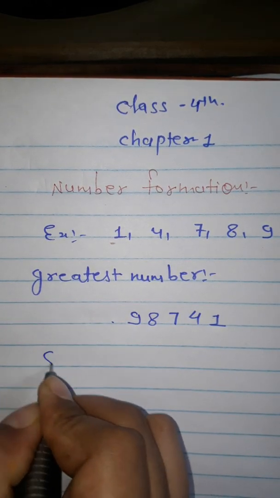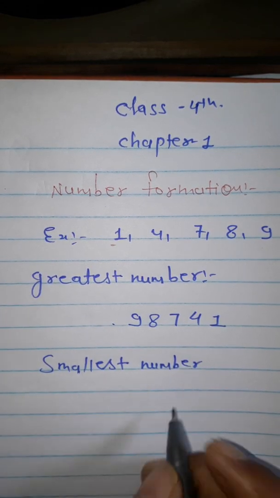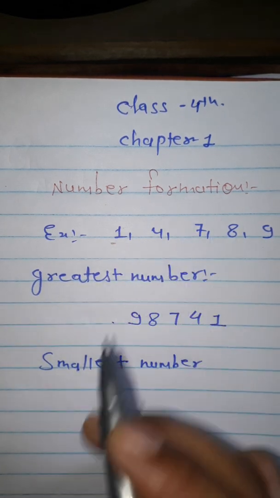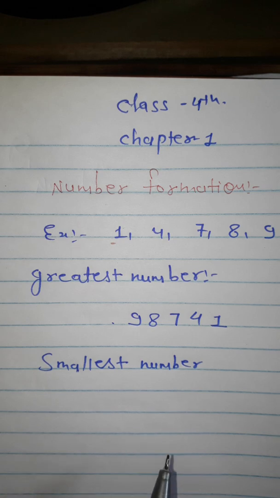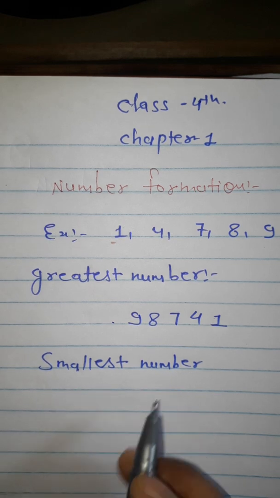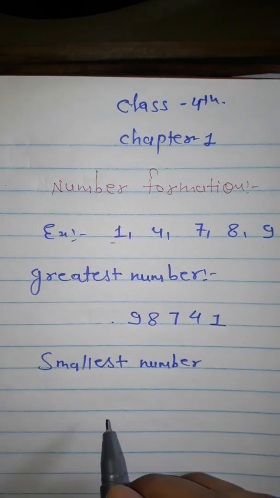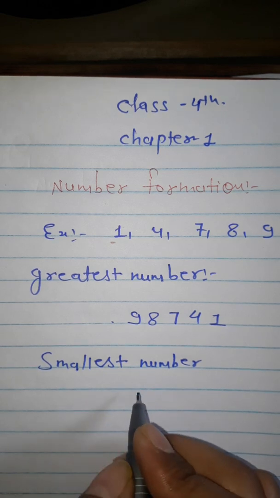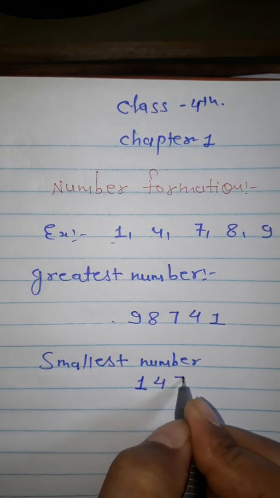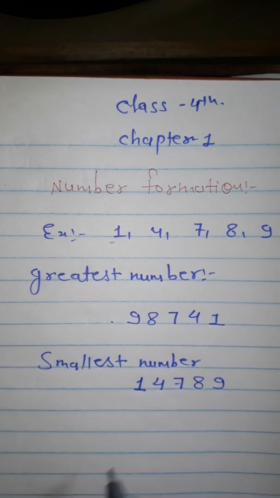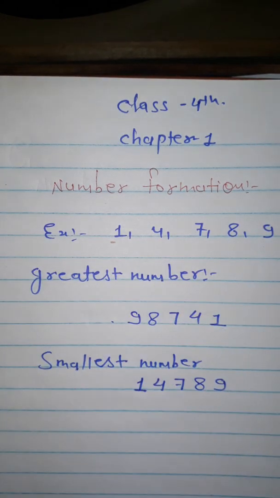So by using this we can make the greatest number. The second is the smallest number. Now we have to make the smallest number using these 5 digits. To form the smallest number using any given digits, write the digits in ascending order, that means the opposite of this. We write the smallest digit first, then greater than this, then greater than this, then greater than this, and then the greatest digit. So by doing this we can make the smallest number using given digits. Clear?